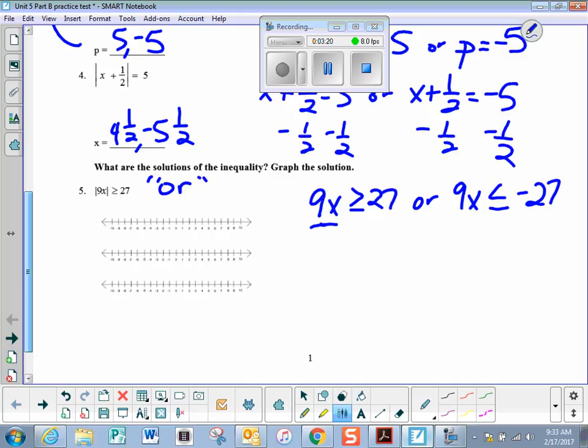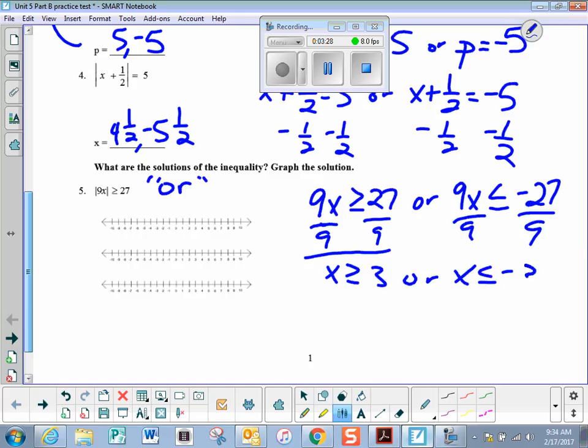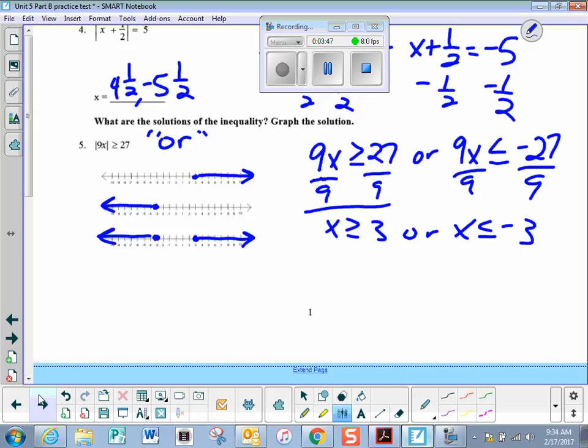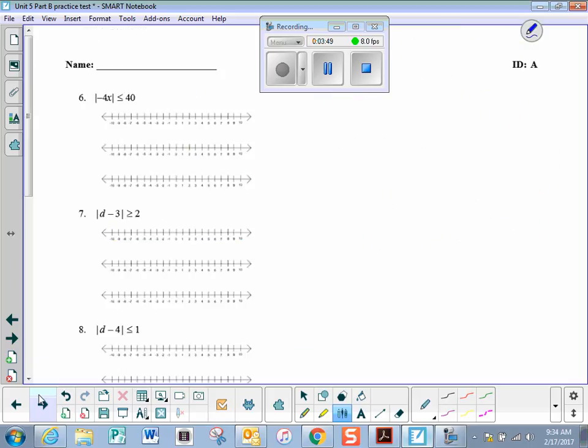So here we would divide by 9 and get x is greater than or equal to 3, or divide by 9 and get x is less than or equal to negative 3. What does that look like? X is greater than or equal to 3. X is less than or equal to negative 3. It's a union of the two graphs, or a combination of the two graphs. So my final graph looks like that. Okay? All right.